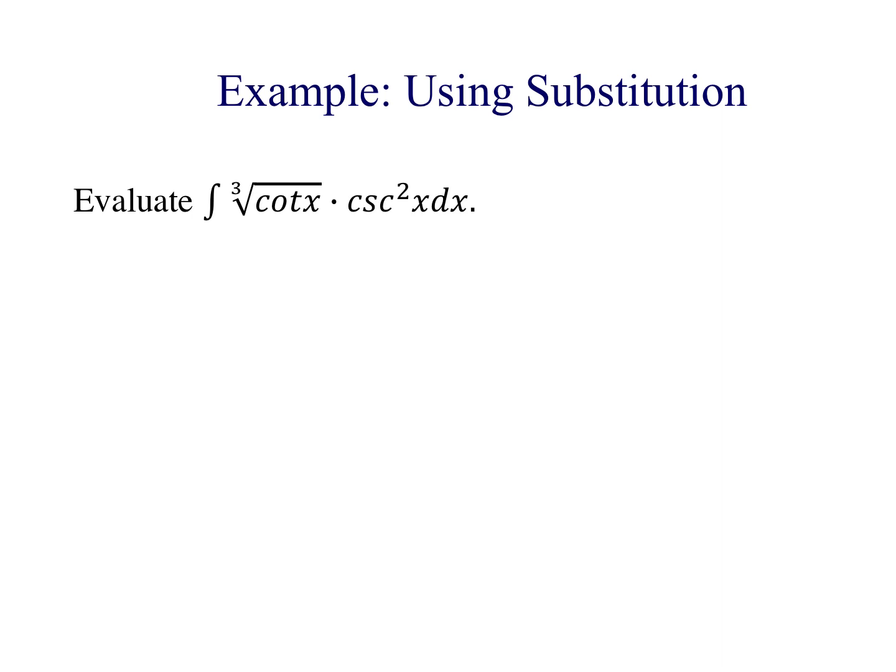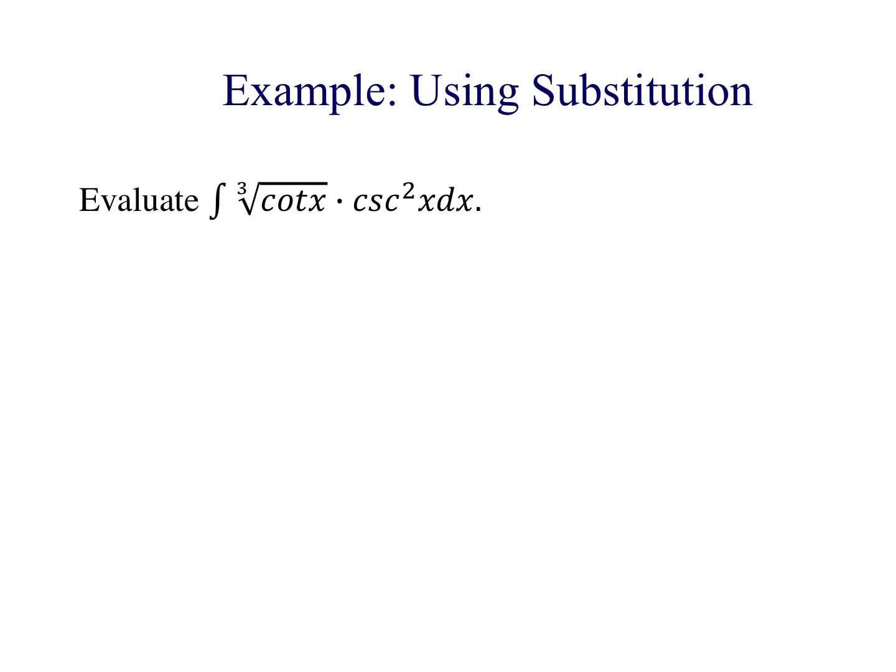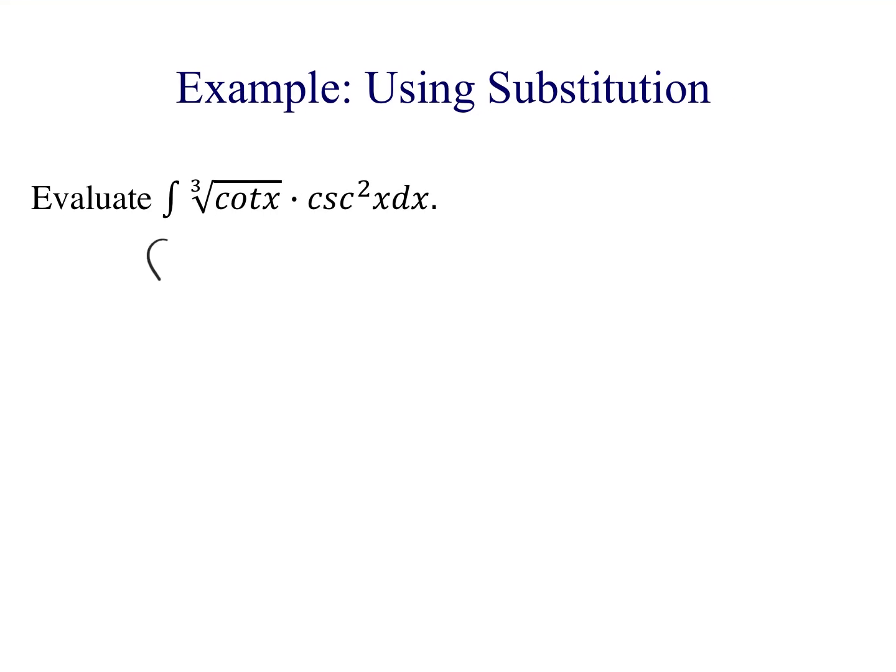Okay, so rule of thumb number 1, can I write it with parentheses? Rule of thumb number 2, is there multiplication? Yes. Rule of thumb number 3, is one function next to its own derivative? We've got all of it. So we can take cotangent x and put it to a 1/3 in parentheses. We also have cosecant squared x dx. So we've got parentheses, we have multiplication, and we have cotangent next to its own derivative of cosecant squared. All we're missing is the negative.